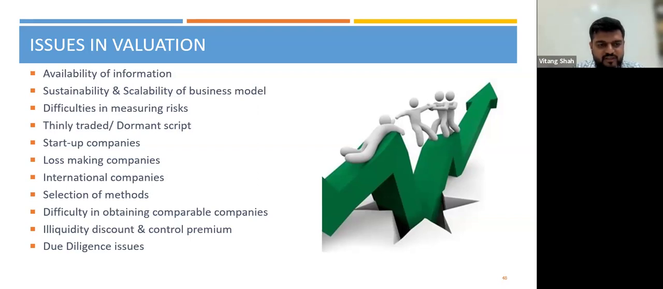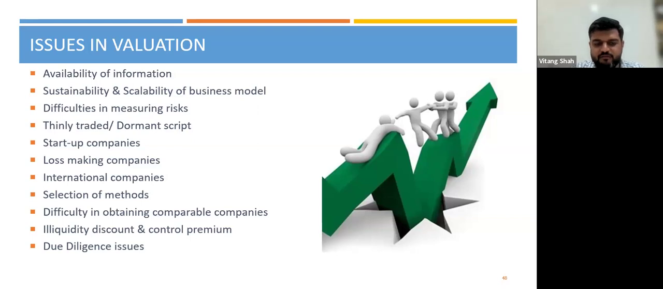You do not have good corporate governance over there, or the regulations are not that strict wherein the financials come up with a lot of disclosures. So to what extent do we rely on such financials? Then there is an issue in terms of the selection of the method wherein, for a few of the companies, you may not find a comparable company, or you could not find a comparable transaction with publicly available information to derive a comparable transaction multiple. So how do you consider a multiple method for such companies?